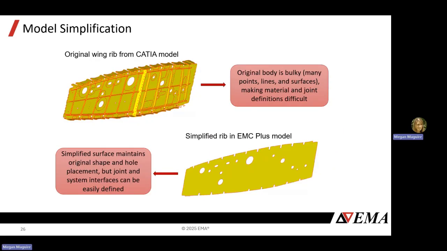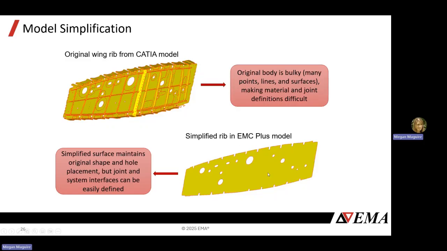So as an example, this is a rib at the top left that you may receive or that you may have in the original CATIA data. And so it has a lot of points, lines, surfaces. Like it has fastener holes, it has a lot of features.